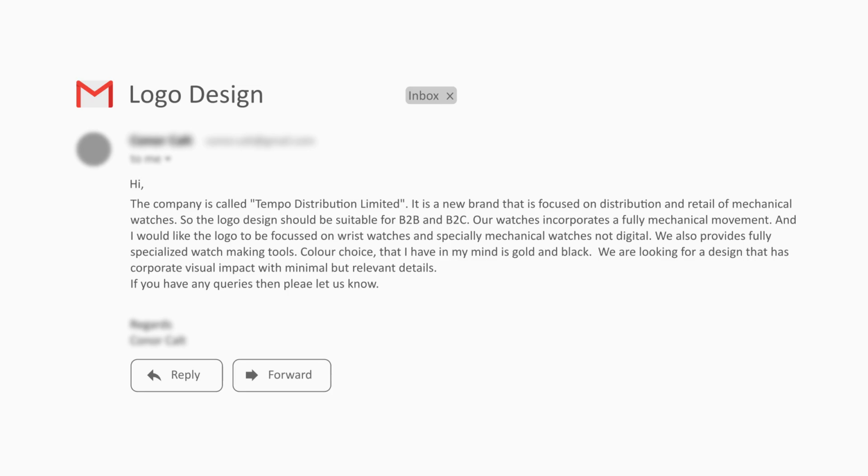So the client says that the company is called Tempo Distribution Limited. It's a new brand that is focused on distribution and retail of mechanical watches. So the logo design should be suitable for business to business and business to customer bases. Our watches incorporate a fully mechanical movement. And I would like the logo to be focused on wrist watches and especially mechanical, not digital.